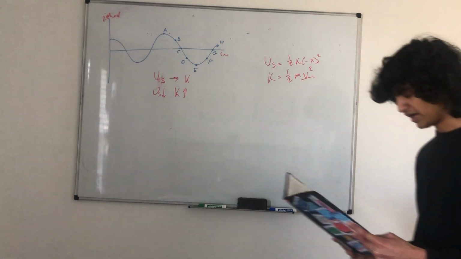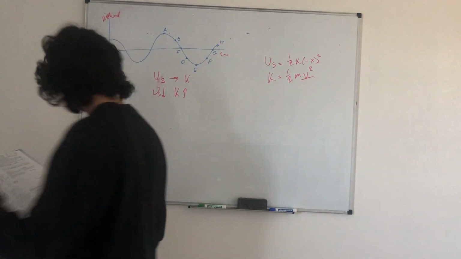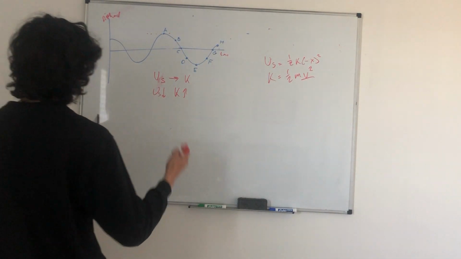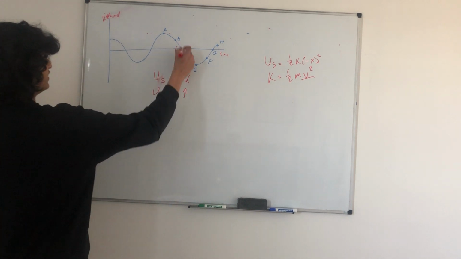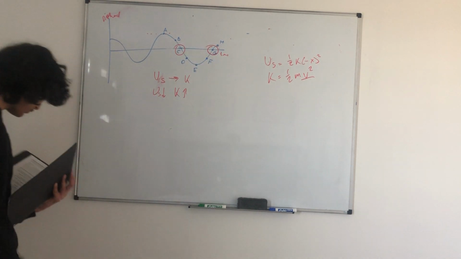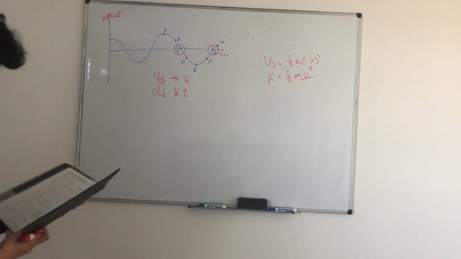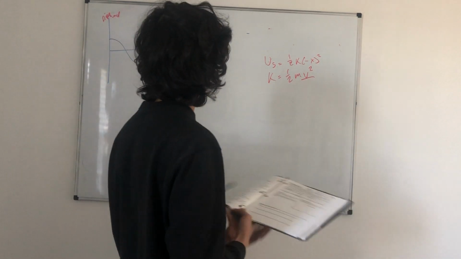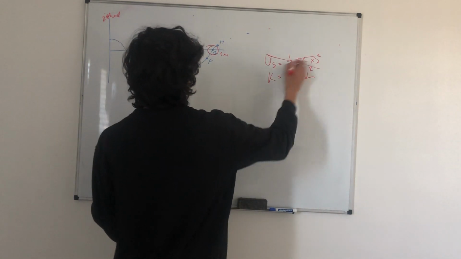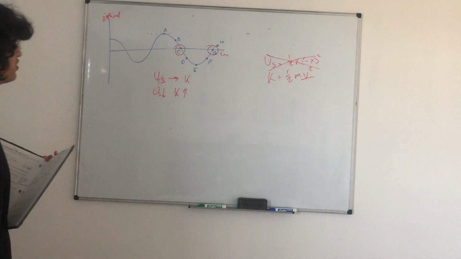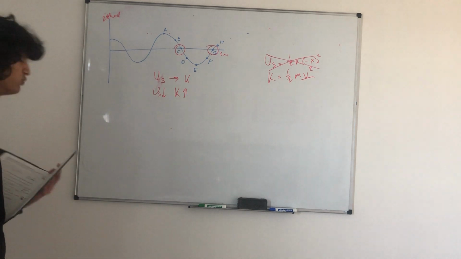When is kinetic energy at its maximum, and when is U spring at its minimum? I would say C and G, because at C and G they're not compressed. There's no stretch, so U spring is equal to 0. By conservation of energy, if U spring is equal to 0, then K is at its maximum.